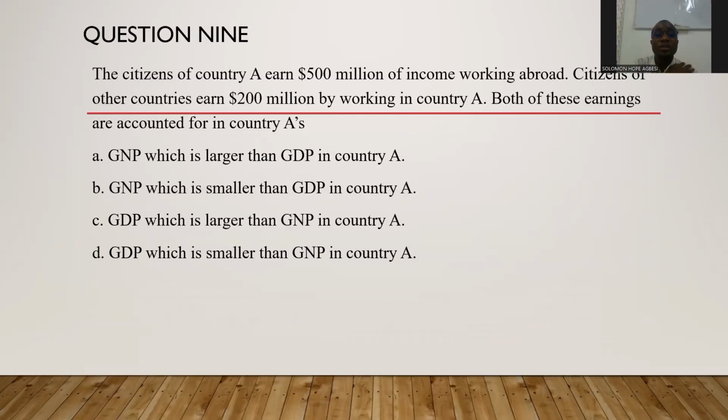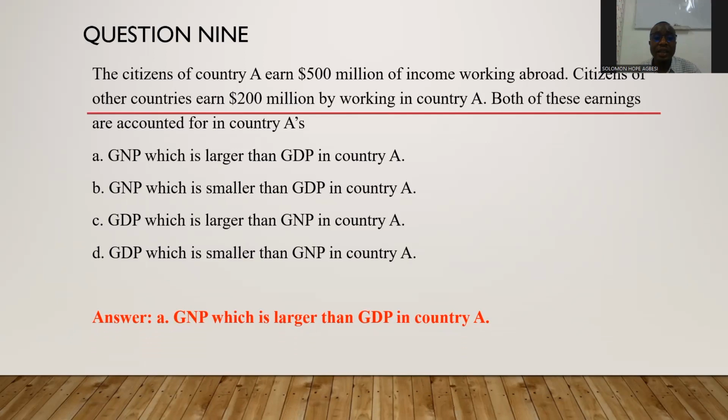The citizens of country A earn 500 million of income working abroad. Citizens of other countries earn 200 million by working in country A. Both of these earnings are accounted for in country A's: A, GNP, which is larger than GDP in country A. B, GNP, which is smaller than GDP in country A. C, GDP, which is larger than GNP in country A. And D, GDP, which is smaller than GNP in country A. The right answer is GNP, which is larger than GDP in country A.